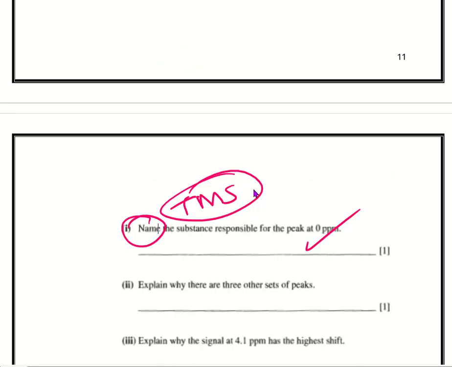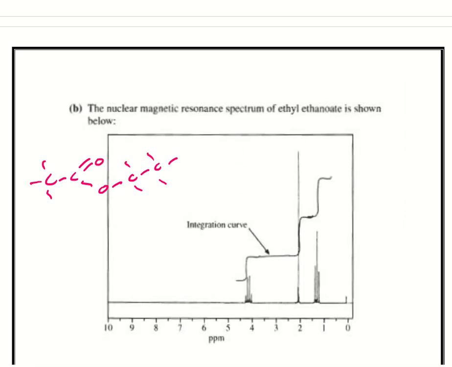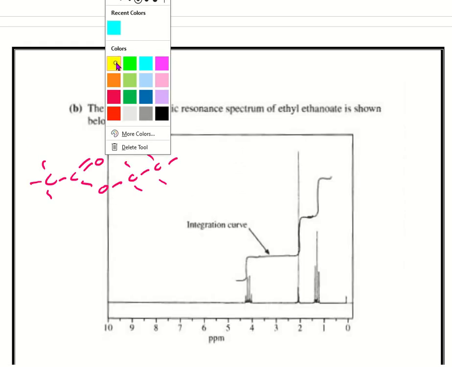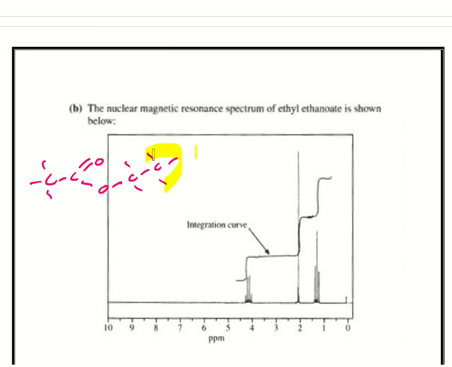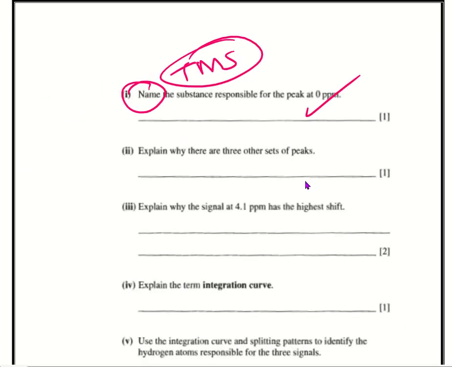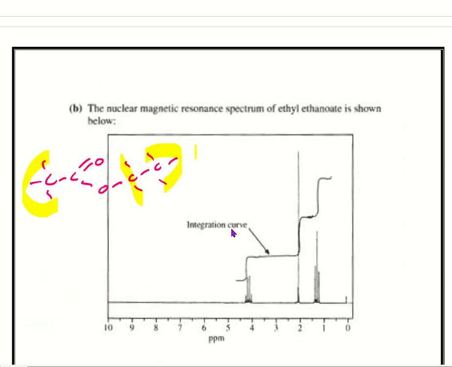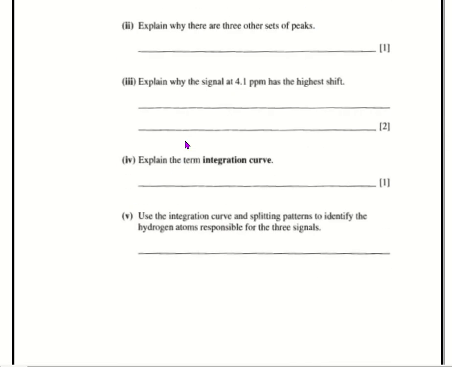Explain why there are 3 other sets of peaks. Well, there are 3 other sets of peaks because, quite simply, there are 3 other different hydrogen environments. That one, and that one. Okay. Explain why the signal at 4.1 has the highest chemical shift. Well, the signal at 4.1 must be this CH2 group here, and it is some reference to the fact that it is closest to the electronegative oxygen, so it is de-shielded. Okay. Explain the term integration curve. Well, integration curve simply tells you the number of hydrogens in each environment.